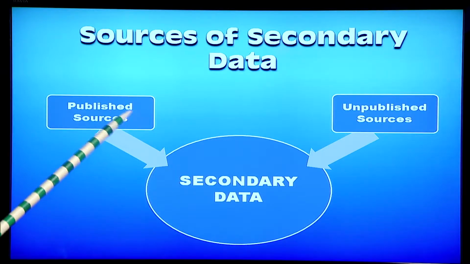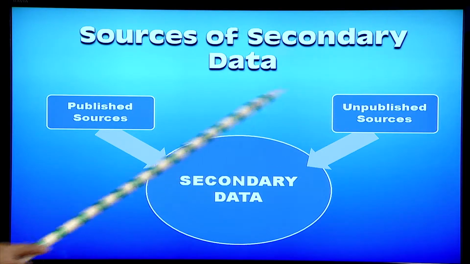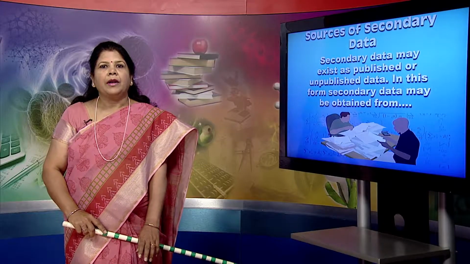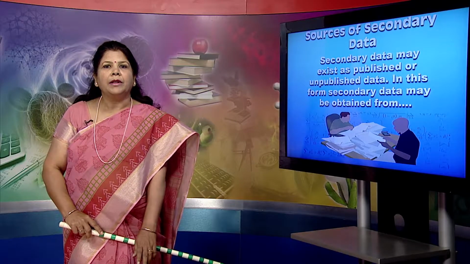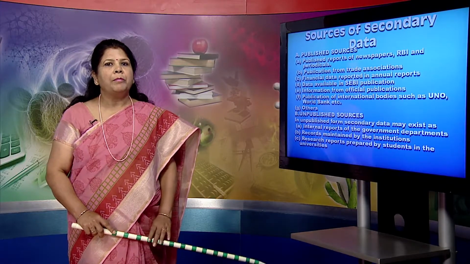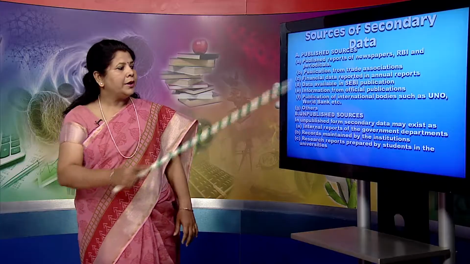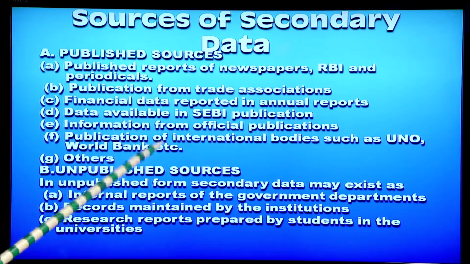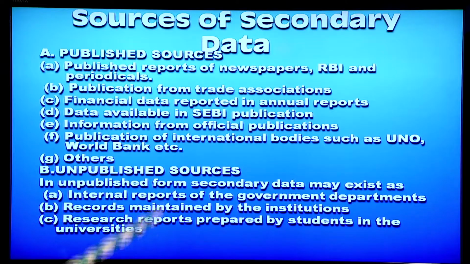As we can see, secondary data is also collected through either published sources or unpublished sources. Published sources are ones that may be available as different publications. Now, here is an exhaustive list of all the publications that can be considered as secondary sources when we are collecting data.